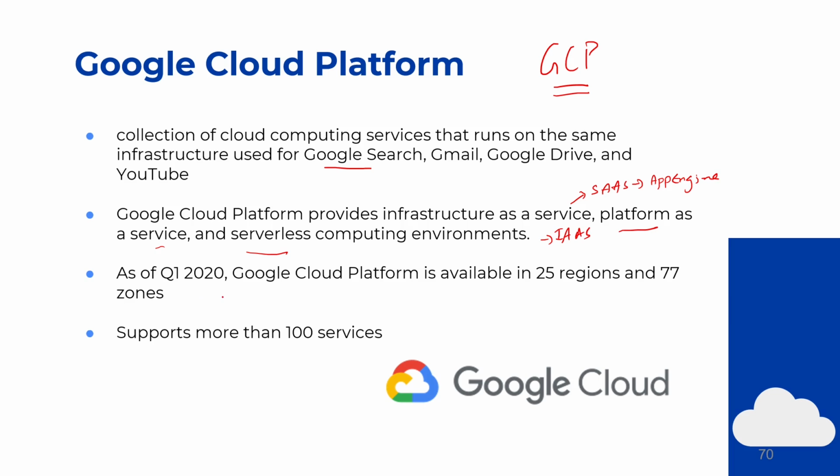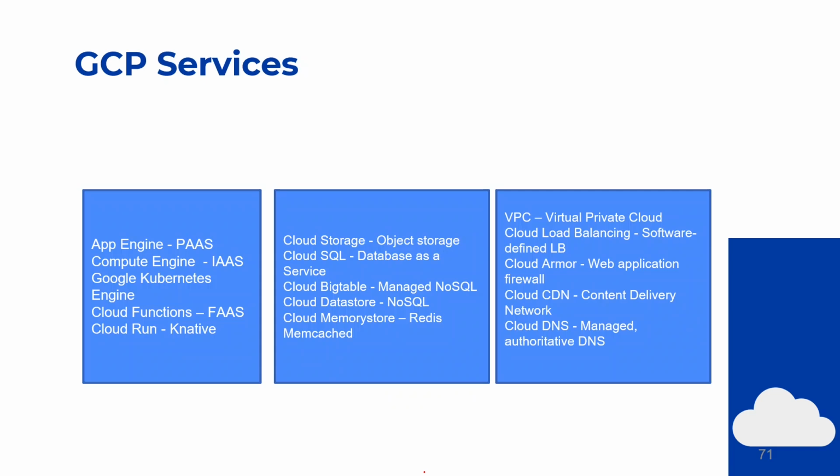As of Q1 2020, Google Cloud Platform is available in 25 regions and 70 zones and supports more than 100 services. Some of the famous services are App Engine, which is a platform as a service, then Compute Engine, which is infrastructure as a service. Now GKE, which is Google Kubernetes Engine, Cloud Functions, which is function as a service, similar to what AWS Serverless is, and Cloud Run, which is Knative.